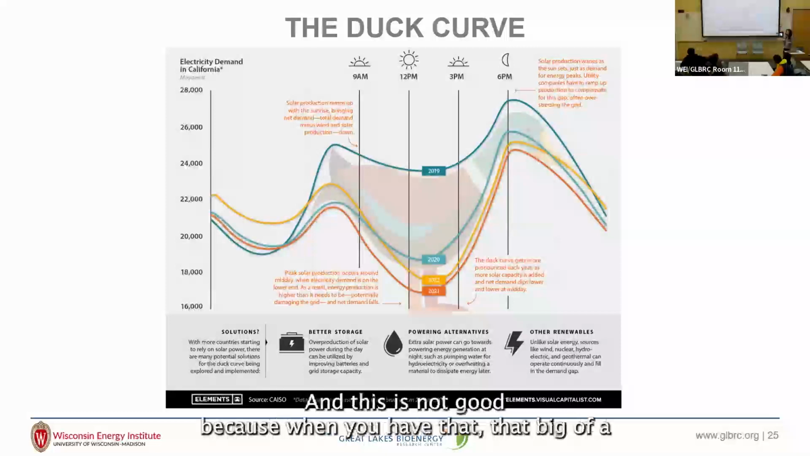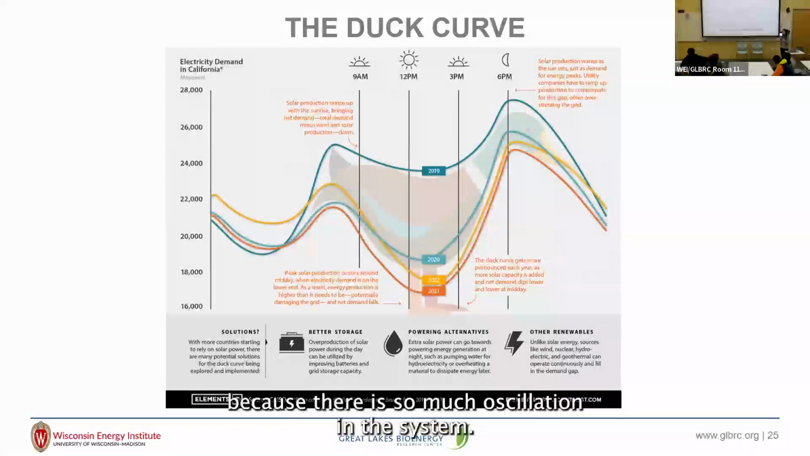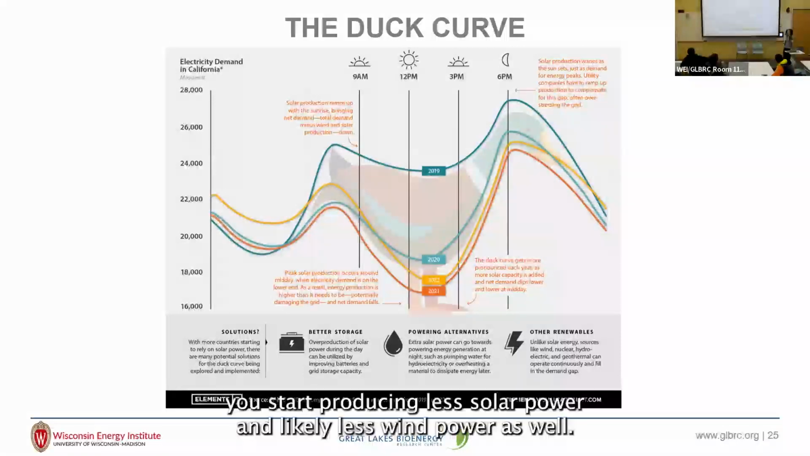Then what do we do? And this is not good because when you have that big of a variation, the power grid, the transmission system gets more stressed out because there's so much oscillation in the system, right? And then also when it gets to evening time, sun is down, you start producing less solar power and likely less wind power as well.